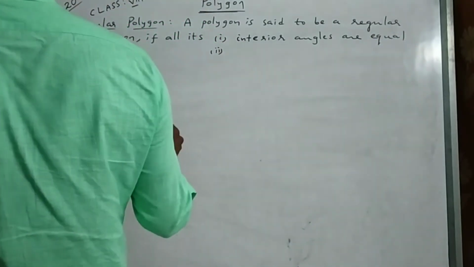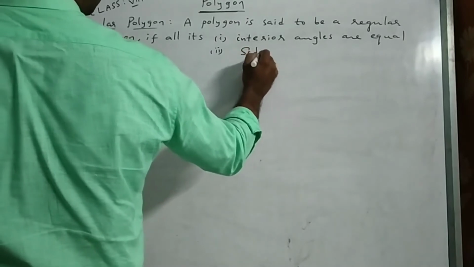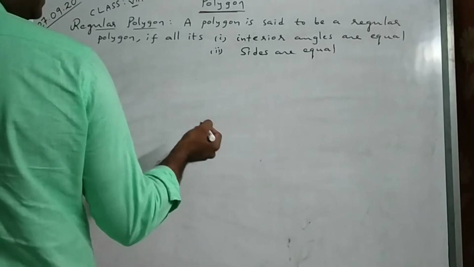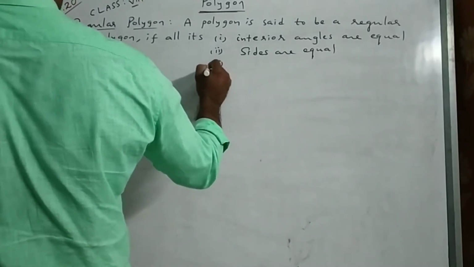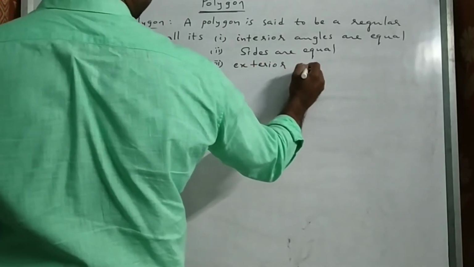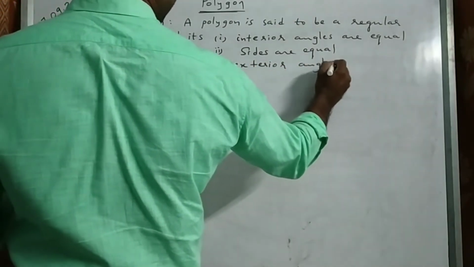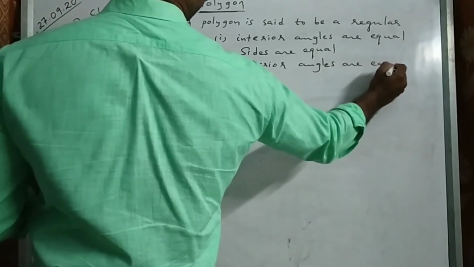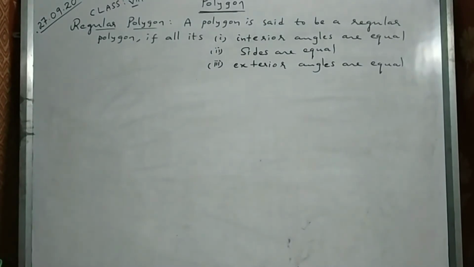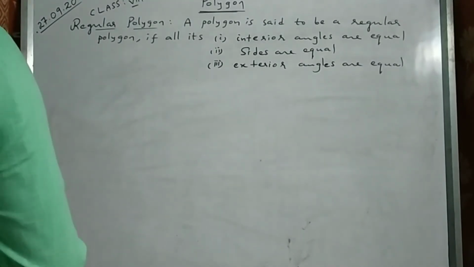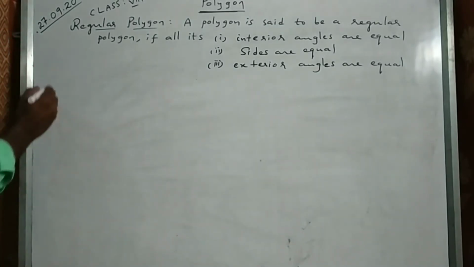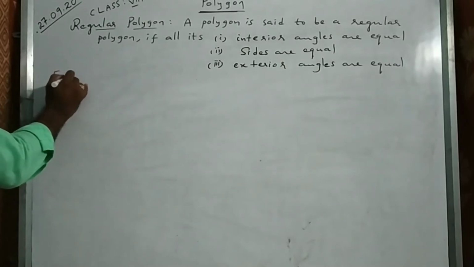Second, sides are equal, like an equilateral triangle. All sides are equal and each angle is 60 degrees. Exterior angles are also equal. Exterior angles are equal. Okay? So that is called a regular polygon, like an equilateral triangle. Right? So here I will say just some formulas.